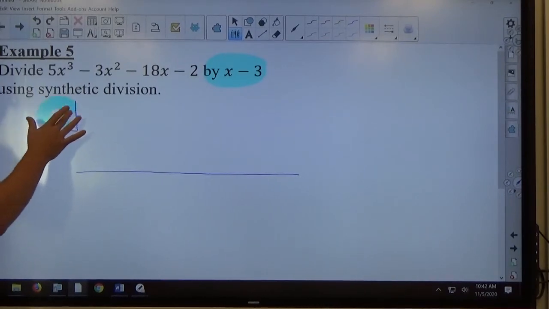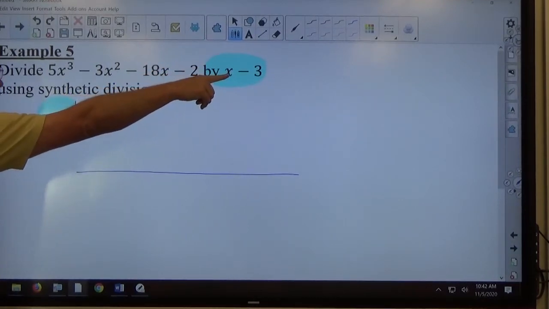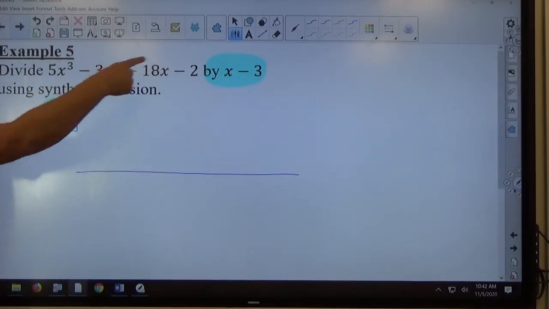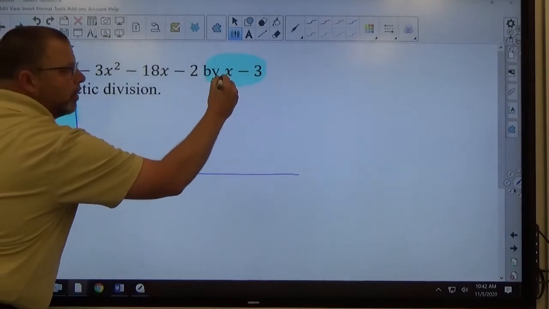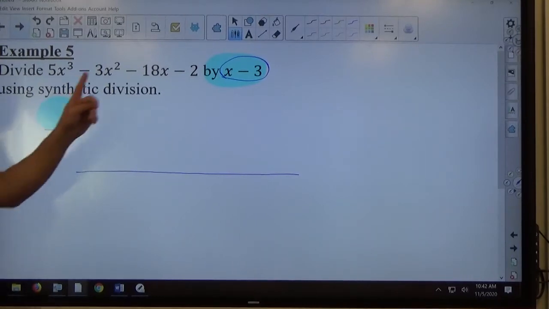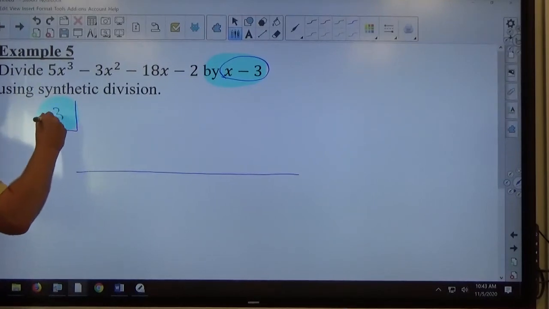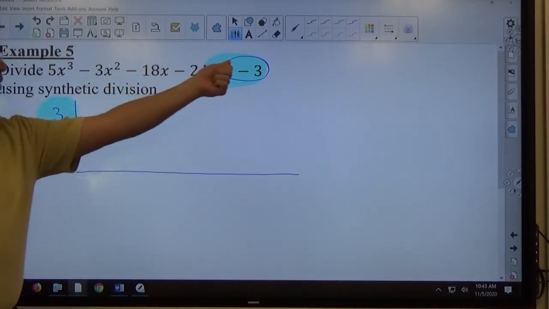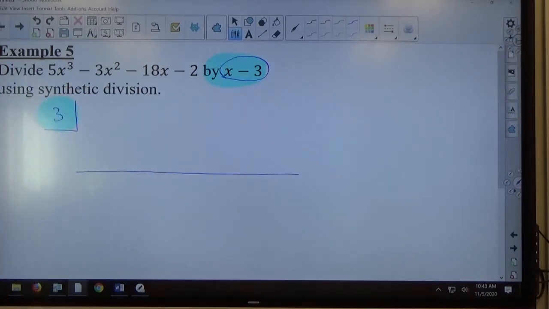Whatever is over here affects what goes in here. What we're dividing by affects this. And what goes in here is the opposite of whatever this number is. So I look at this thing, and the question I'm asking myself is, what value of x makes that equal 0? What value of x makes x minus 3 equal 0? 3. The effect of that is just whatever this is, change the sign. So whatever number you see there, change its sign to its opposite.